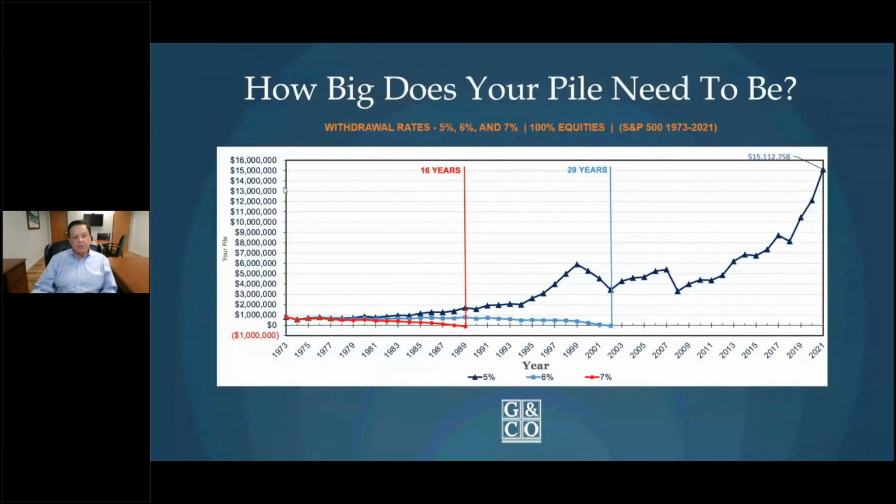If you'd done that at 7%, you'd be broke in 16 years. So if you'd retired at 65, started withdrawing, and lived past 81, you've got a problem. You overspent, you're out of luck. If you'd done 6% under that formula, you could make it 29 years.